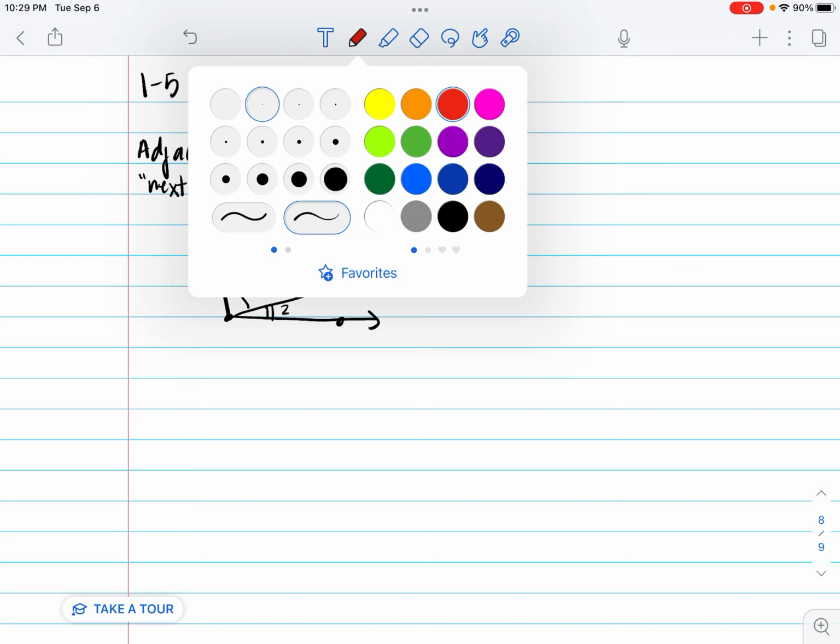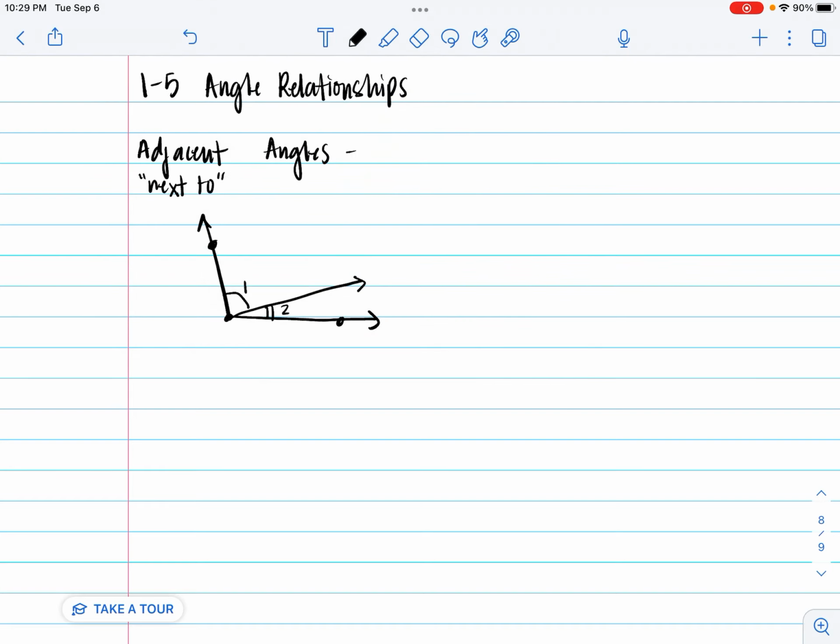The formal definition is a little lengthy, and all it's saying is two angles that have a common vertex. You can clearly see the vertex is here. A common vertex, and a common side. So here would be the common side. They both share it. But no common interior points.